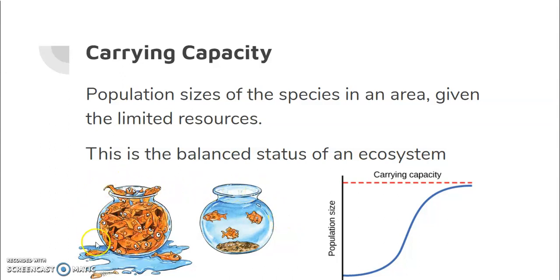This visual of our goldfish just shows a very basic example of that. Given the space, the amount of water, the amount of oxygen and food, this ecosystem can only sustain 3 goldfish. It cannot sustain more than that. The carrying capacity is very clear here.